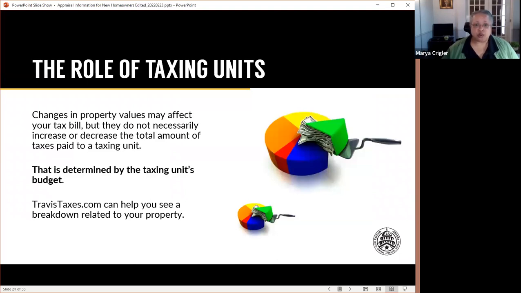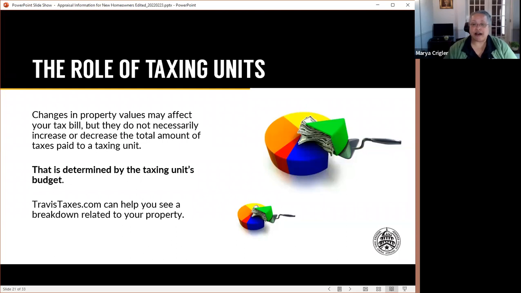One of the final players is the role of the taxing units in the whole property tax equation. Changes in your property value may affect your tax bill, but they don't necessarily increase or decrease the total amount of taxes that you pay, because that's really determined by your taxing unit's budgets and the tax rates that they set. So if your taxing unit has a large budget, then how much you pay in taxes is going to be a lot larger than it would be if they had a very small budget. So your taxing units and the budgets that they set are a real key part of how much you're paying in your taxes. The role of the appraisal district, again, is to make sure everybody's paying their fair share.